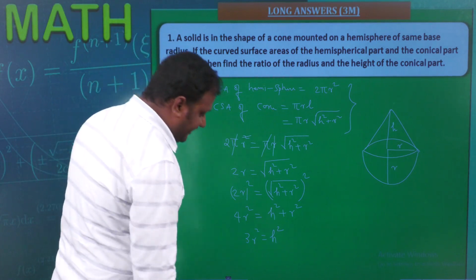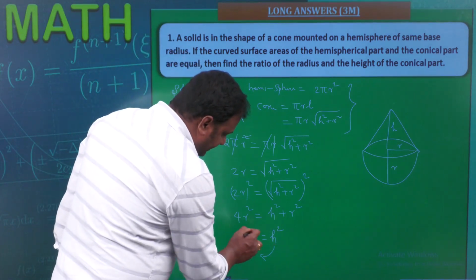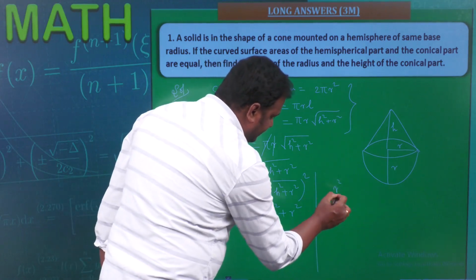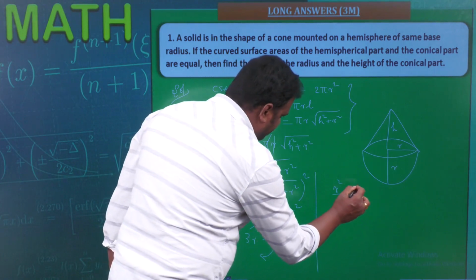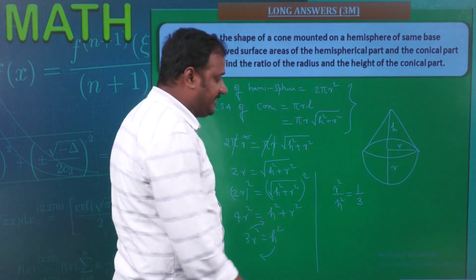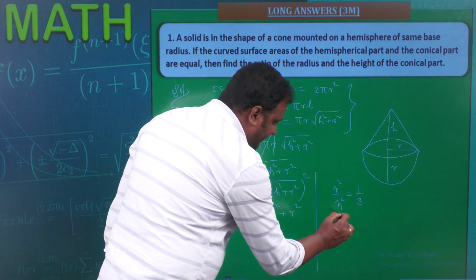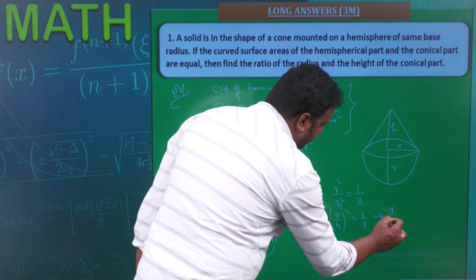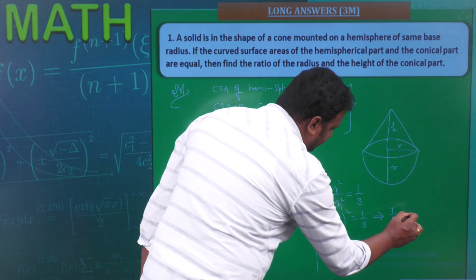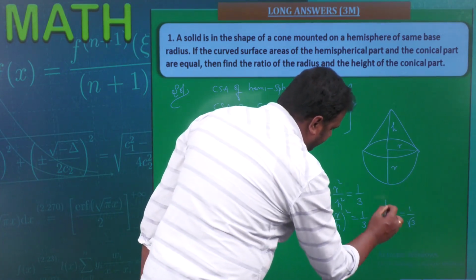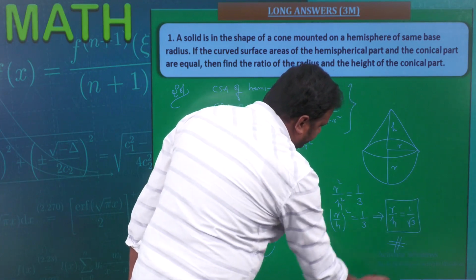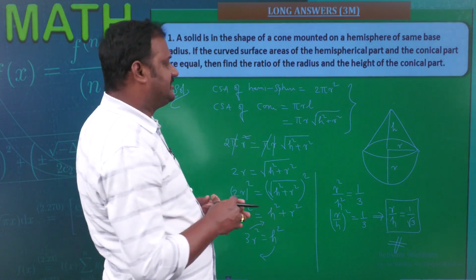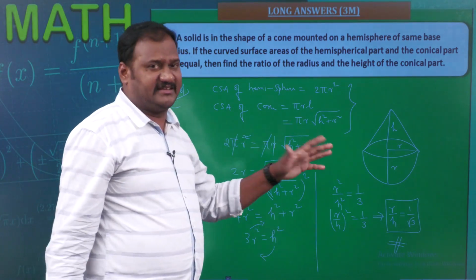So what is r by h? In order to find r by h, transpose h square here and transpose 3 that side. Then finally what do you get here? R square divided by h square is equal to 1 divided by 3. R square by h square can be written as r by h whole square equals 1 by 3. Then what is r by h? R by h is equal to square root of 1 by 3, that is 1 divided by square root 3. That is the ratio between the radius and height of the conical portion. See, the problem is very simple, you just need to understand the situation. That's it.